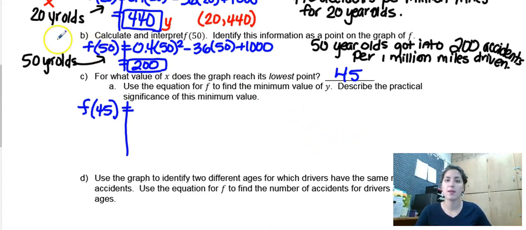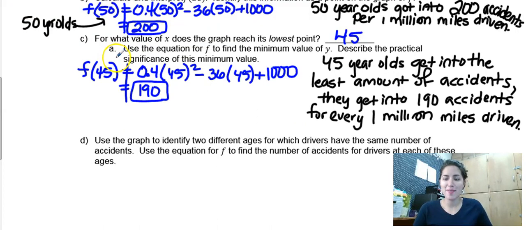So you press pause and I press pause. And I'm back. So do we match? When I set up f of 45, wherever I saw x, I plugged in 45. And my answer is 190. Hopefully we're like, yay, I got 192. And then my sentence meant that 45-year-olds get into the least or fewest amount of accidents. They get into 190 accidents for every 1 million miles driven. It's our lowest point on the graph, and that's what the point means, based on our labels and understanding of what the variables represent.